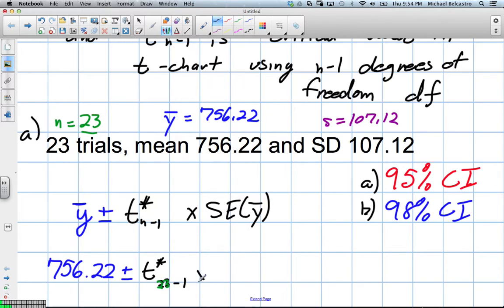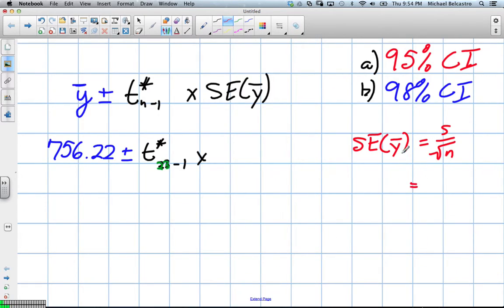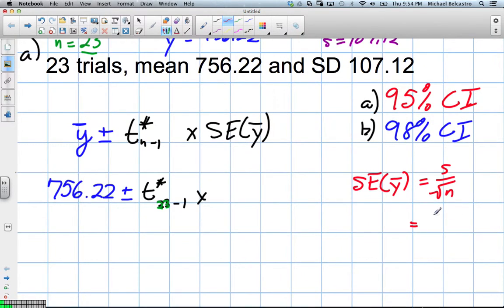And it's going to be multiplied by, well, let's actually calculate our standard error. Remember the formula for this was standard deviation over the root of n. Let's calculate this on the side. The standard deviation was 107.12 divided by the root of 23. So our standard error in this question is divided by, you have to put a second square root.